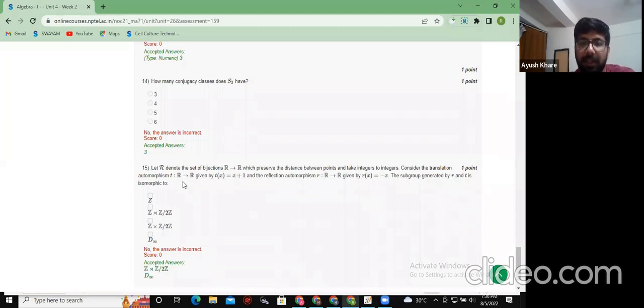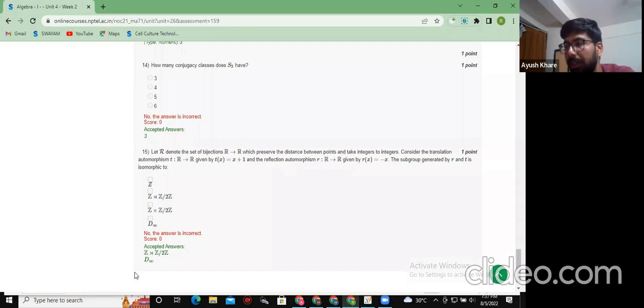So the subgroup generated by R and T will be isomorphic to Z semi-direct product with Z modulo 2Z, that is, Z semi-direct product with S2, and that is D infinity. Okay. So with this, I think we can close the session now.